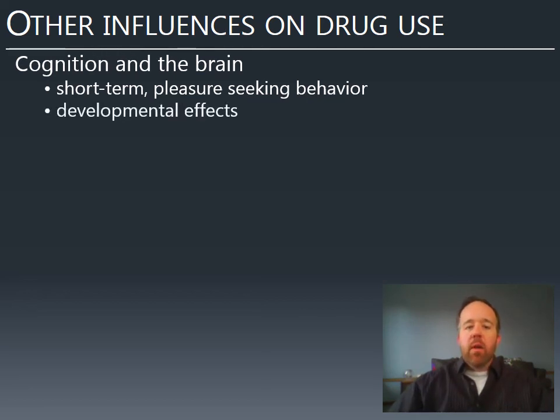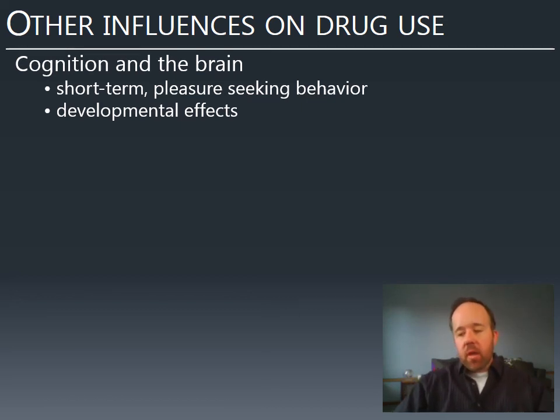There are also developmental effects. So being a teenager, being an adolescent, adolescents are more at risk for using drugs. They're more likely to use drugs for a number of reasons. First, again, is that their brains are still developing. And so they have these two systems in competition, but the long-term system isn't fully developed yet. So they tend to make shorter-term decisions.